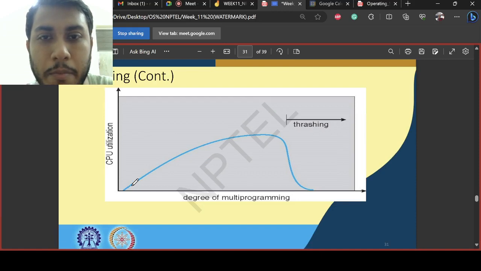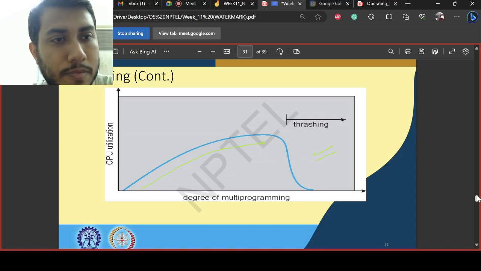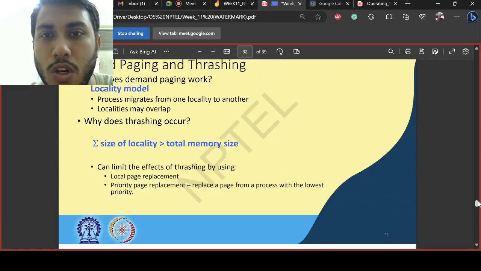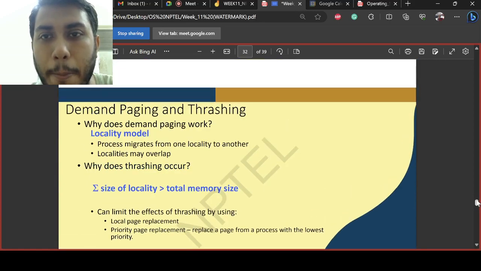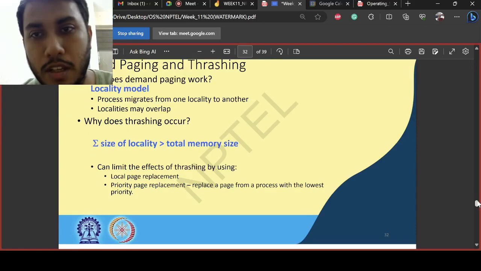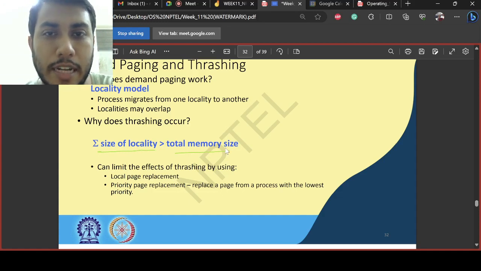This is a graph of thrashing. Initially, with multiple programs, CPU utilization is low, and after this point thrashing occurs. So what is the difference between demand paging and thrashing? Thrashing occurs when the total size of the localities is greater than the total memory size, right?